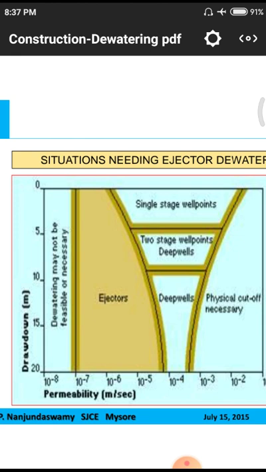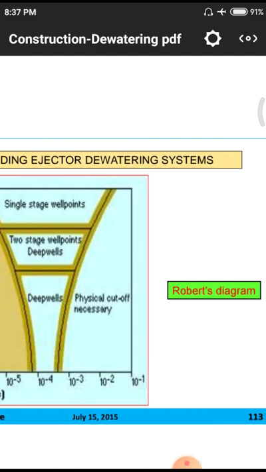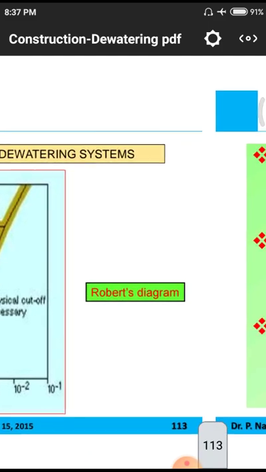After that, vacuum heads. These are the situations that need ejectors for dewatering purposes. This is the permeability graph and the depth of the levels we have to observe. This diagram is known as Roberts diagram.